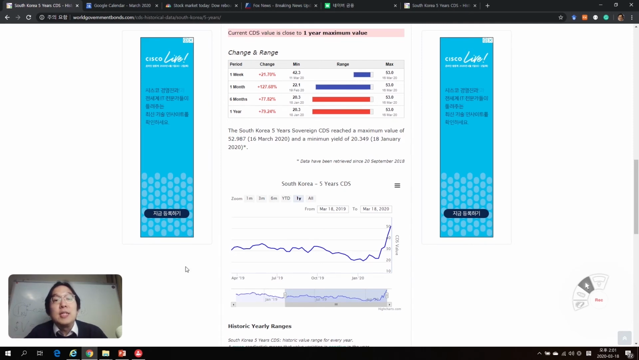Korean government CDS spread right now, what was that? 51.987 basis points, as you see in this graph. And it has been going up recently. It used to be 23 basis points as of February 17th, but it's been going up. There was a blip before January 27th, a little bit going up. Why was that the case? Well, coronavirus and the Wuhan shutdown, right?